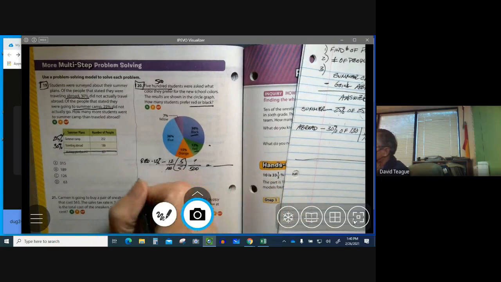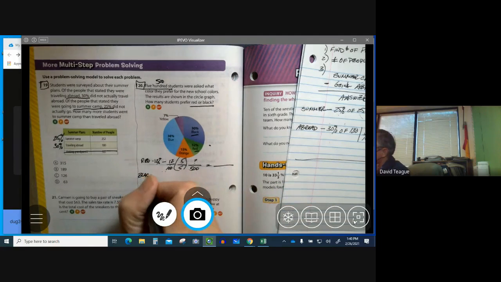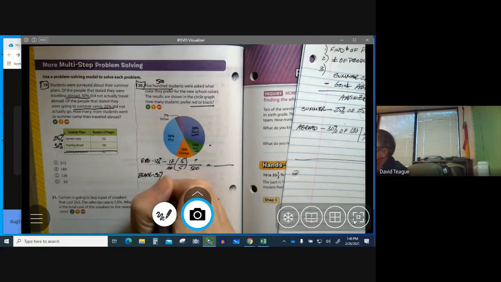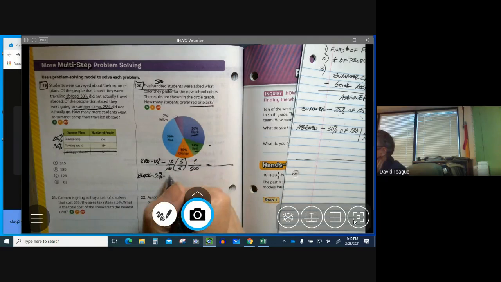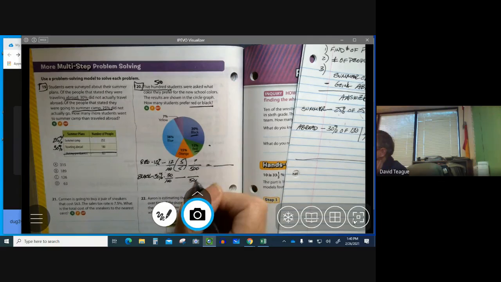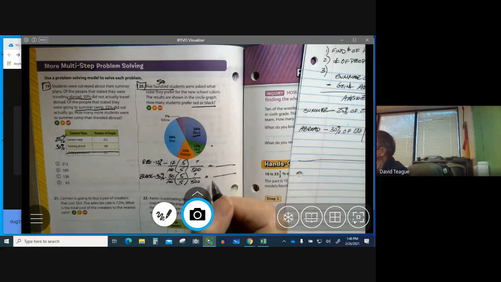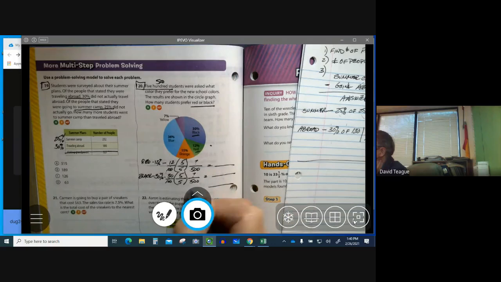Okay? Then you're going to have black. And black is 30%, right? So we're going to rewrite this as 30 over 100, because that's what this is, right? But we want to find out what 30% of 500 is. So my scale factor is 100 to 500. That's 5 again. Whenever I do the denominator, I have to do the numerator. So 30 times 5 gives me this number. And then I'm going to add those two together, and this is my answer.